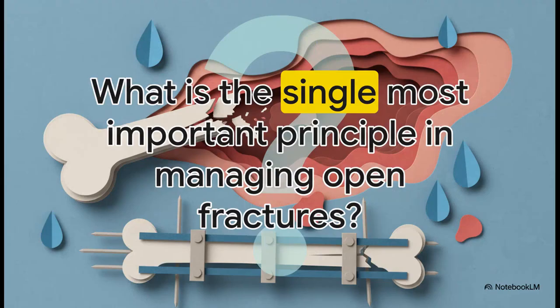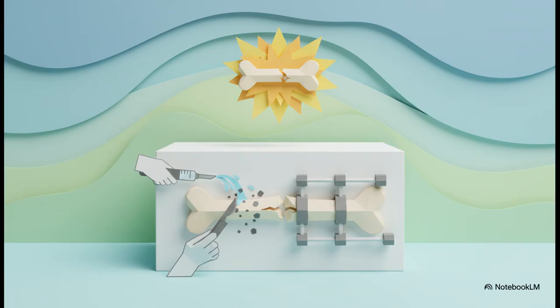We've covered a ton of ground here, from classification all the way to complex surgery. But if you walk away with just one single overriding principle from all of this, what should it be? It all boils down to this. This is the key takeaway. The single most important principle is the aggressive prevention of infection. And how do we do that? First, with timely and radical surgical debridement to get rid of every contaminant and every bit of dead tissue. And second, by achieving stable fixation of the bone. Everything else we do is built on that foundation. If you get the debridement and the stabilization right, you give that patient the absolute best shot at a good outcome.